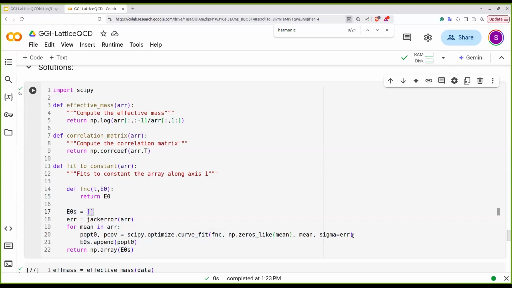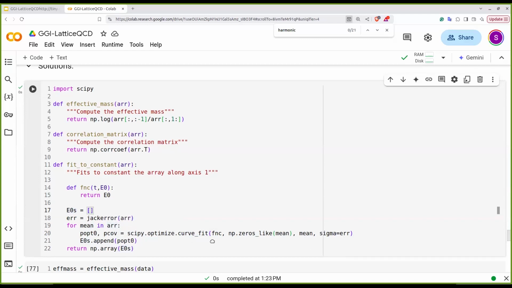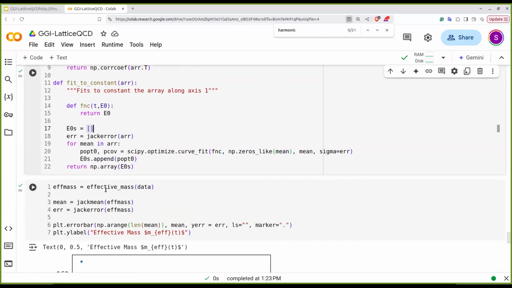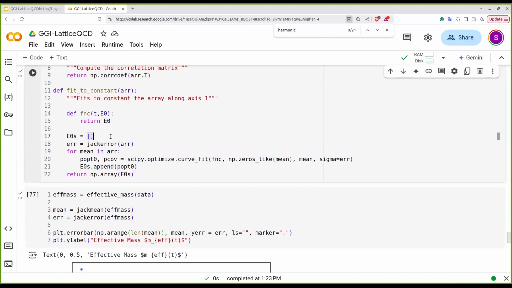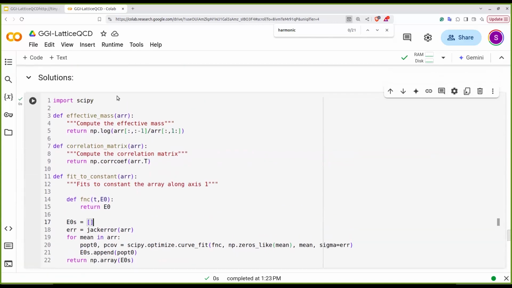So this fitting routine fits for every mean. By mean, I mean every line in this array, for every set of data. And this is just a fit to a constant. We have one parameter, so it's easy. I don't need the x dependence, that is the time, but it's not needed. If you want, you can try a multi-state fit, but this is more advanced. So this is a function that fits to a constant and returns the samples.